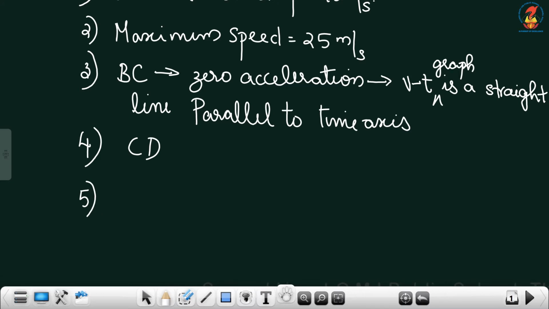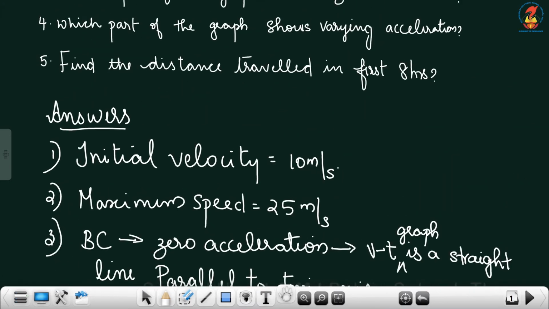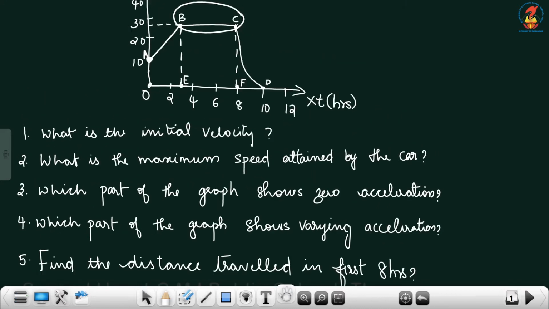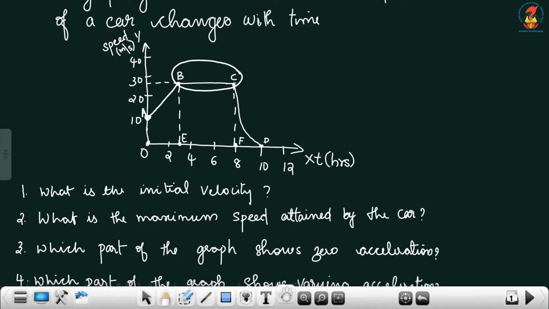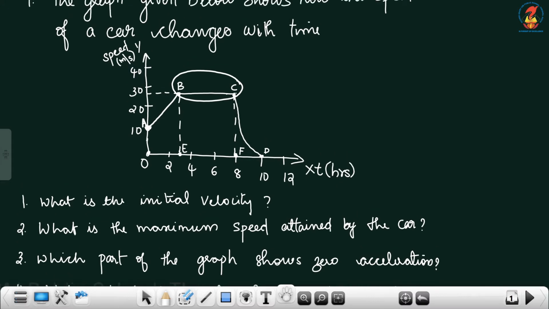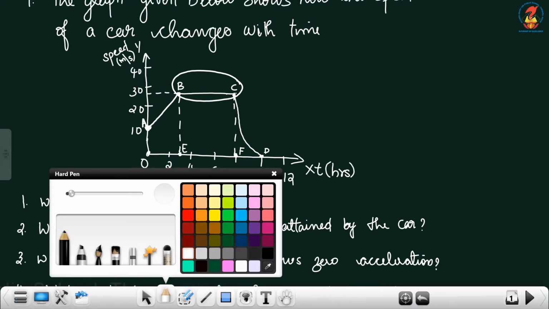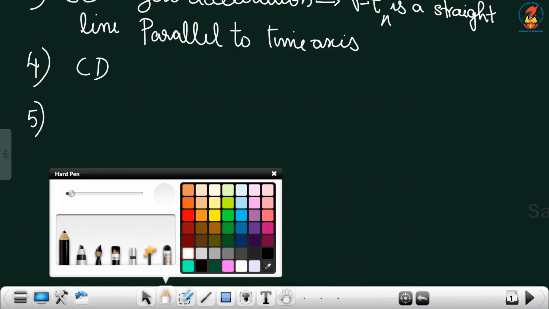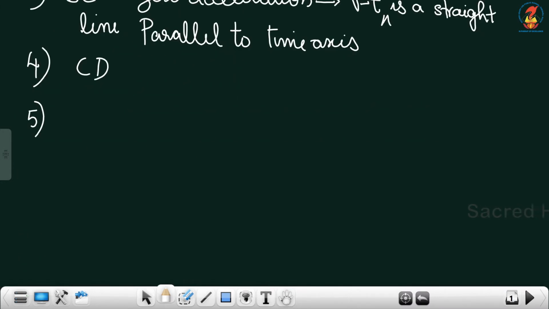Now, fifth one, what is the distance travelled in first 8 hours? Means till this point, what is the distance travelled? So, what is the shape of the graph? I will draw the shape of the graph here.